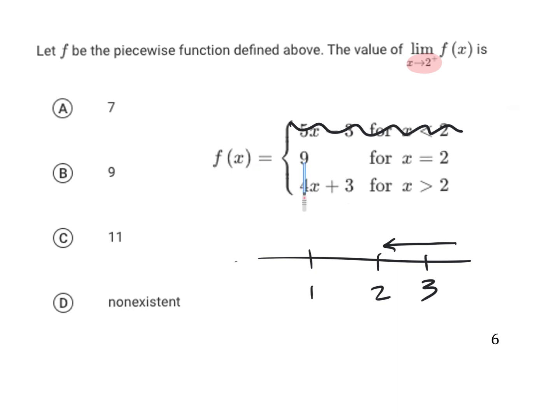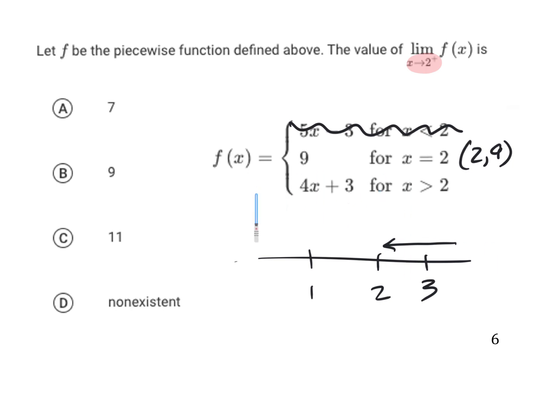F of x equals 9 when x is 2. That is a straight up point. How would I write that point? Just straight up 2, 9. Okay? What's this one saying? If x is greater than 2, do you agree 3 is greater than 2? 4 is greater than 2? 2.1 is greater than 2?